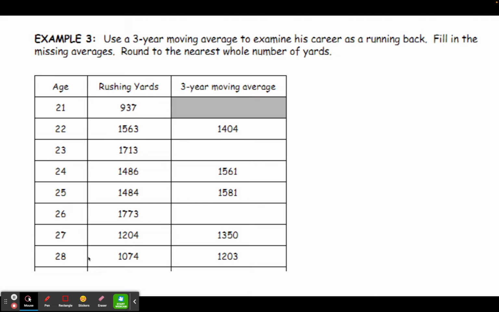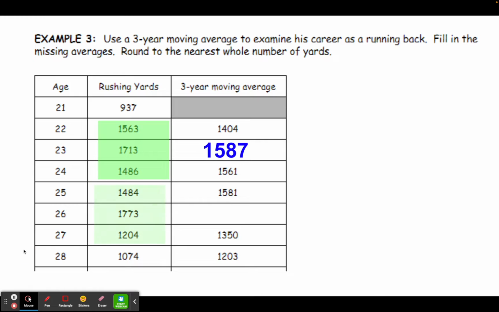In the first one, for example, we have this blank at age 23. And to get that missing moving average, we would need to average together the season before it, that given season, and the season that came after it. So if we add those three values together and divide by 3, we would get a moving average of 1,587.